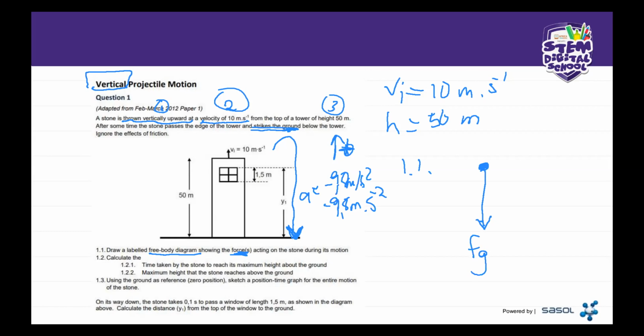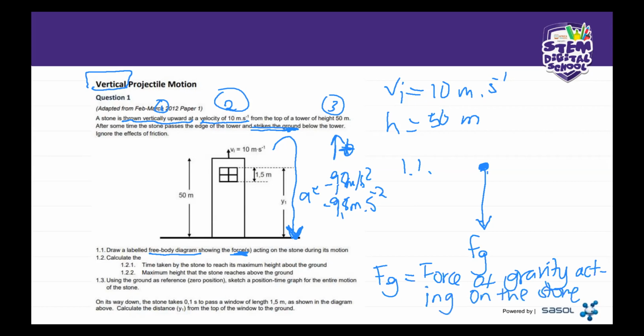Once you write a force diagram like this, you need to be able to explain what this FG is, because it's a free body diagram. You need to explain all the points that you're working with. So this is your force diagram, and we're going to mention there that FG is the force of gravity acting on the stone. So this is your answer for 1.1.